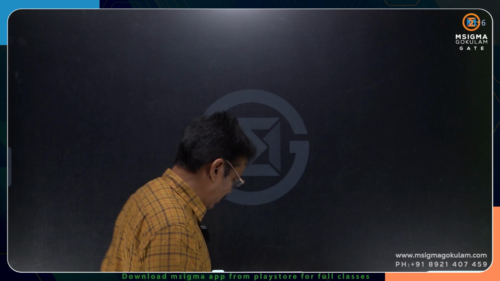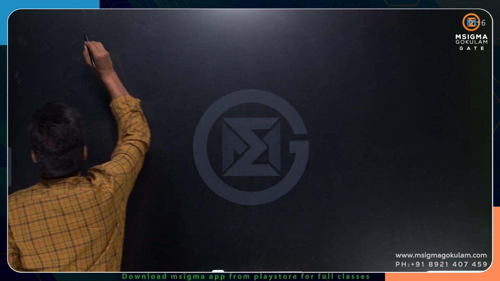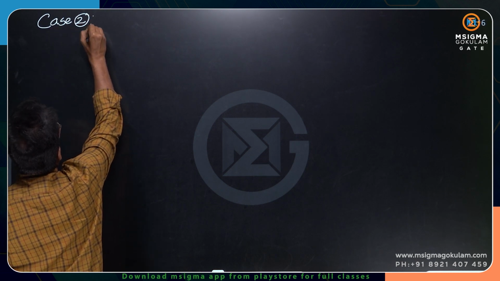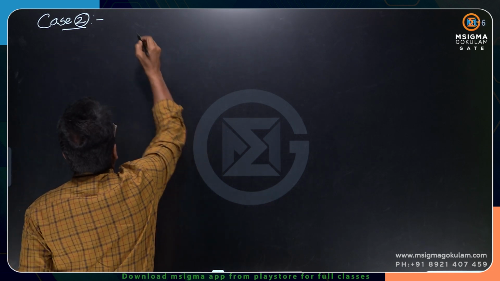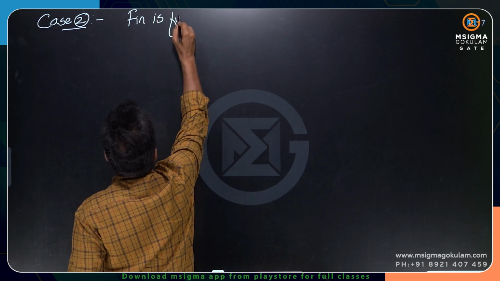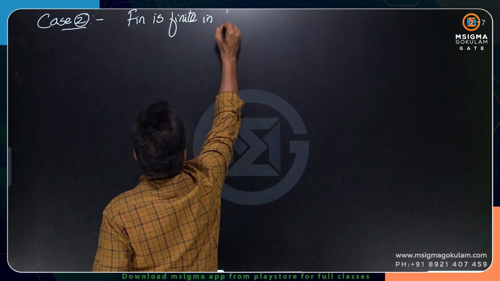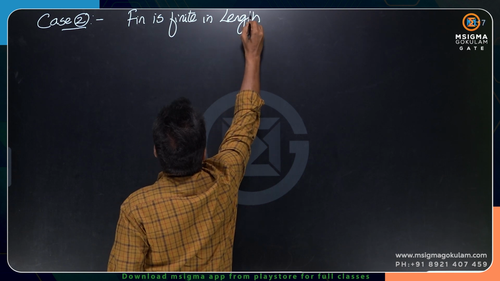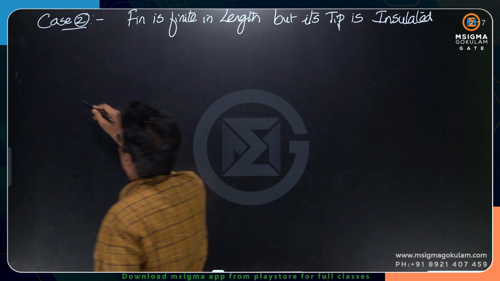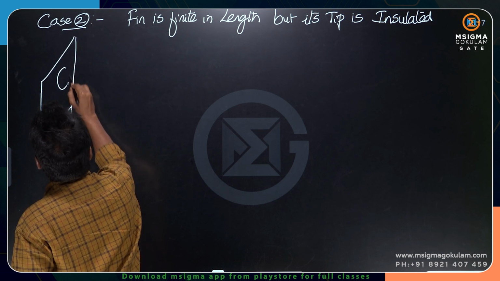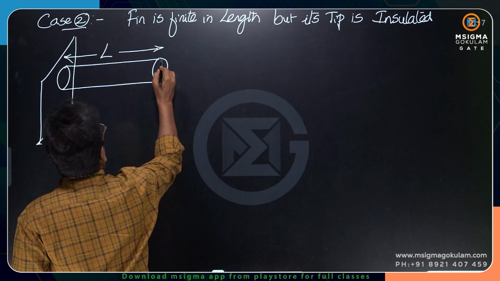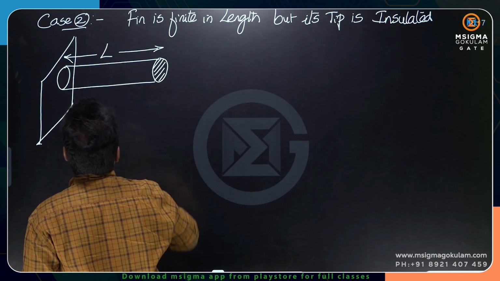Now let me indicate that insulated tip fin case pictorially. This is also famously known as case 2 among the three fin cases. The fin is finite in length. It is not infinitely long, but its tip is insulated. It is like this.